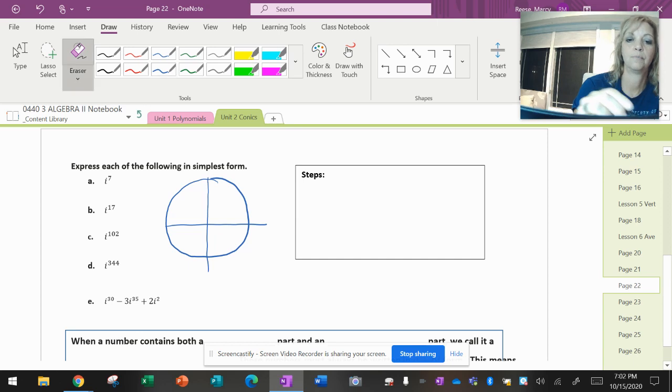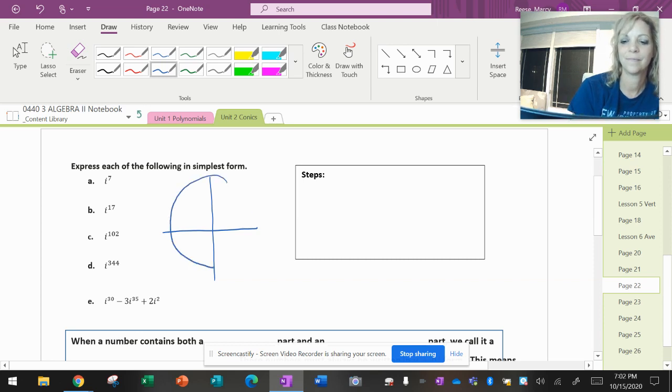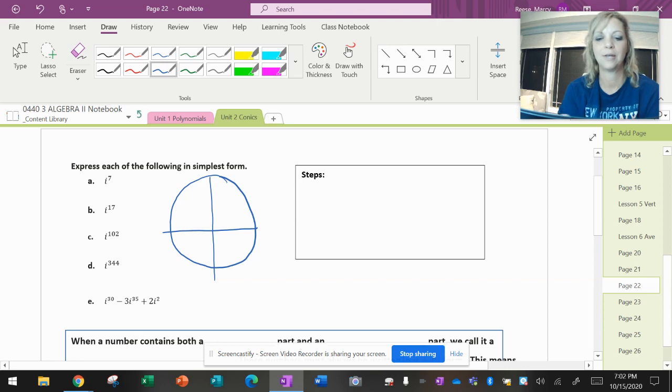This is why Mrs. Reese is not, this is why I don't teach geometry. I can't draw. I can't draw circles. I can't draw perfect ones. It bothers me.